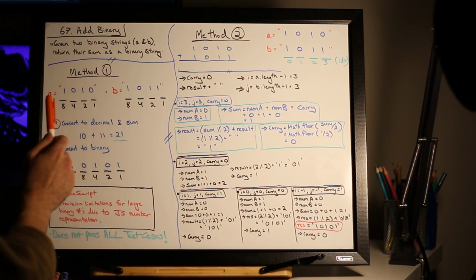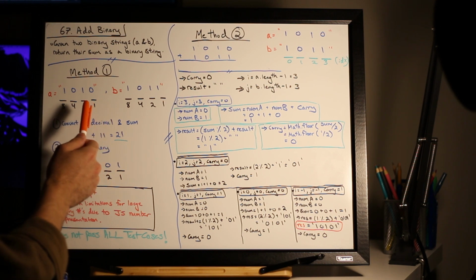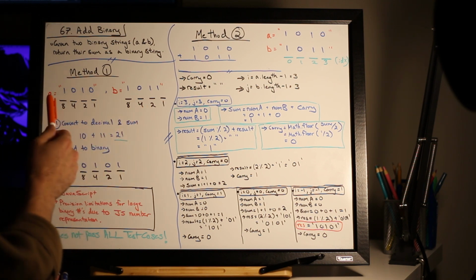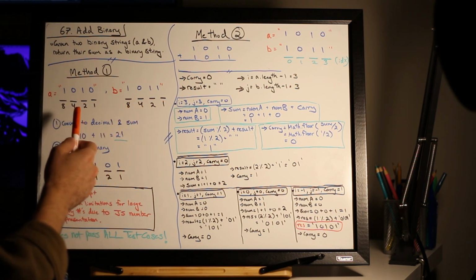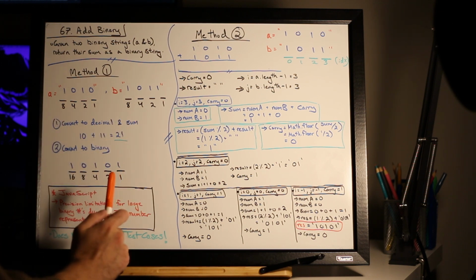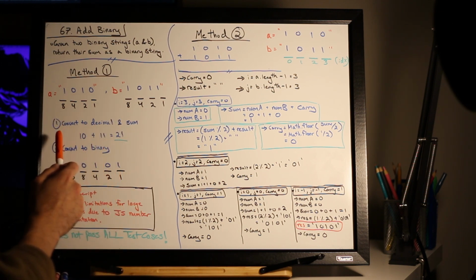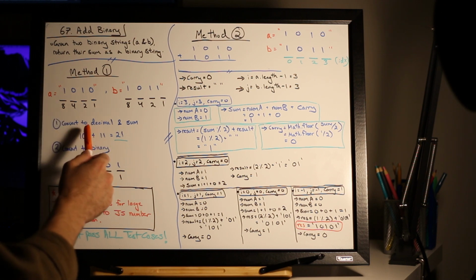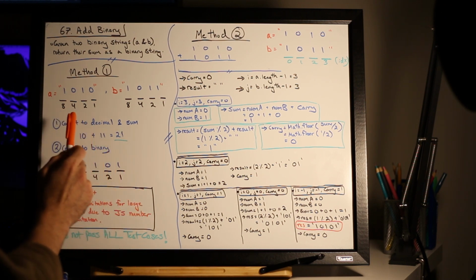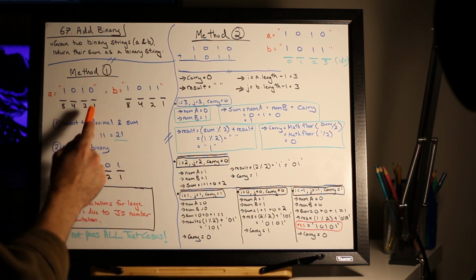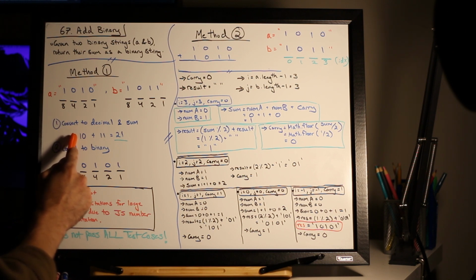method 1. Our binary strings are A and B, respectively 1010 and 1011. Underneath each of these two binary strings, I just have the bit place values. Our first step for this method is going to be to convert these numbers to decimal and take the sum. So 1010 is just representing the decimal number of 10.